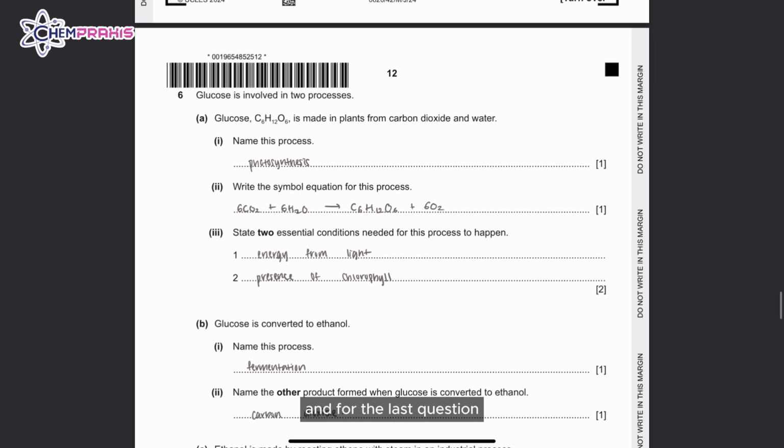And for the last question, glucose is involved in 2 processes. Glucose is made in plants from carbon dioxide and water. What is this process? The process in which glucose is made in plants is known as photosynthesis. Write the symbol equation for photosynthesis. The symbol equation for photosynthesis should look like this, and ensure that you've balanced the equation.